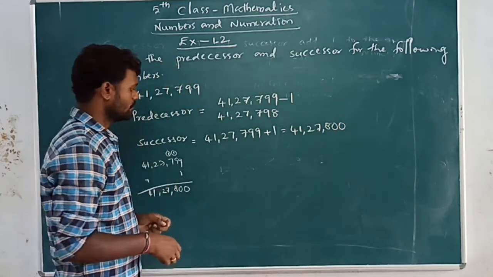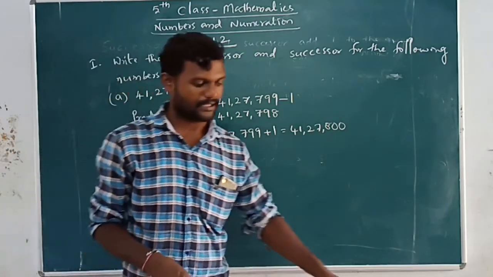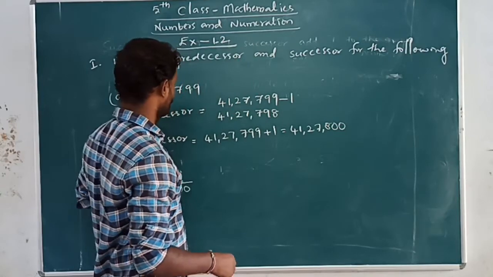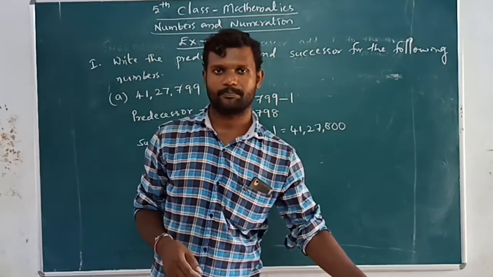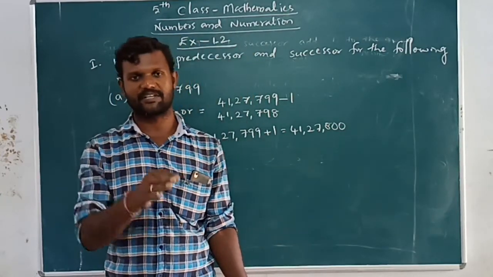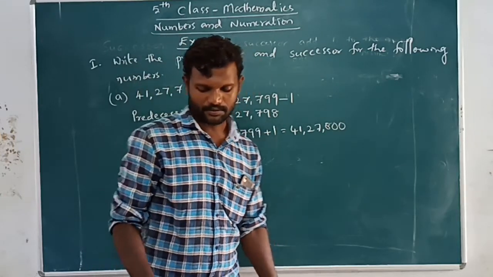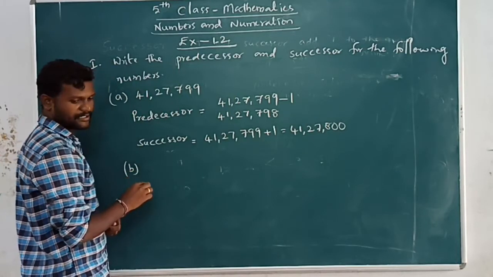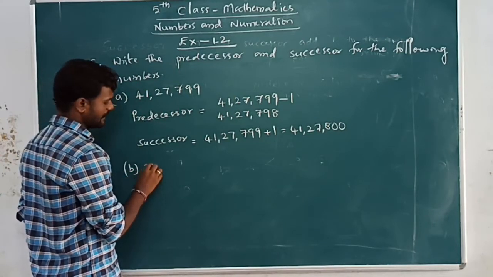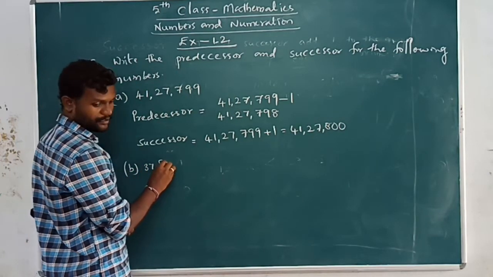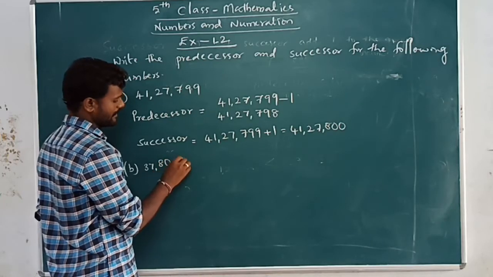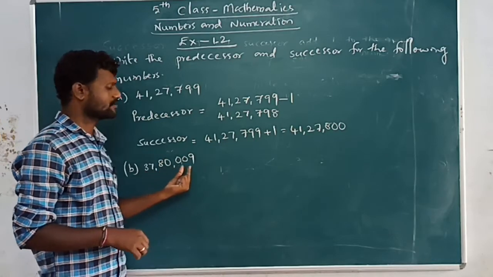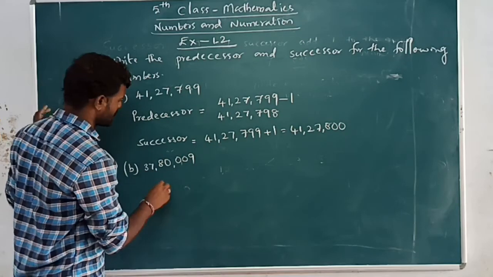Okay. To write the successors and predecessors, what do we have to do? To get the successor, add 1. To get the predecessor, subtract 1. Just the numbers before and after, only you have to write. Okay. For example, one more number, B. What is that? 37 lakhs 80,009. So first write the predecessor.